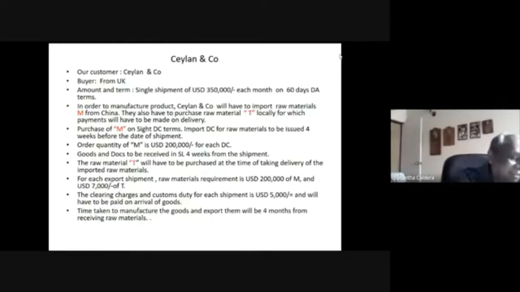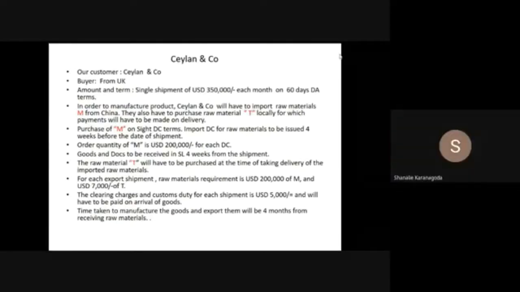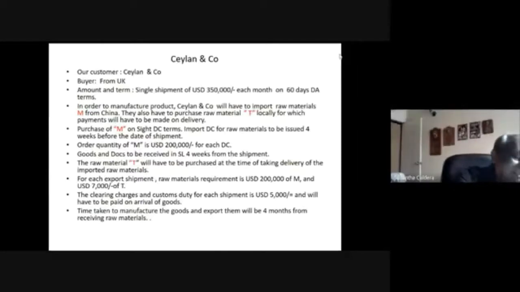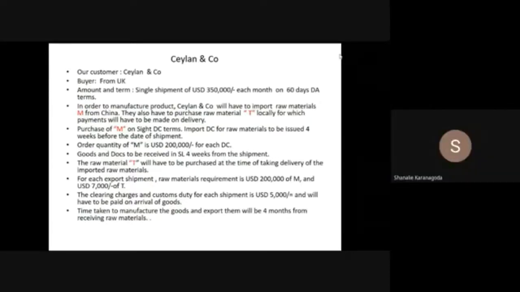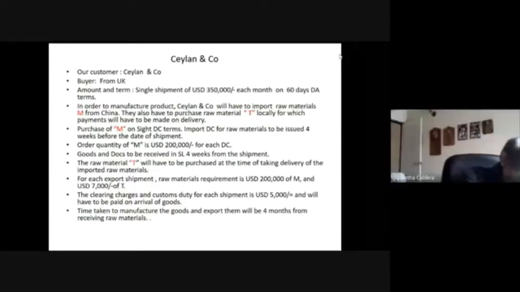Then put an arrow mark for shipment. You have to open the LC. How many months before the shipment? 1 month. Then from the shipment to receive goods and documents, goods plus documents, how many months will it take? Another 1 month. Very good.